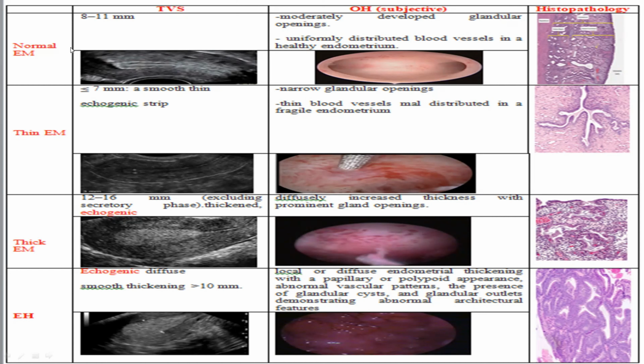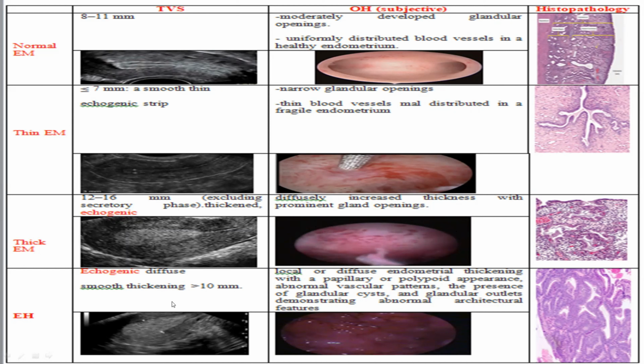For example, normal endometrium appears 8 to 11 millimeters by transvaginal, and in hysteroscopy, you can see moderately developed gland openings in the endometrium with uniform distribution of blood vessels among healthy endometrium. If it is thin endometrium, less than 7 millimeters by ultrasound, narrow glandular openings, thin blood vessels distributed in a fragile endometrium. Thick endometrium up to 16, excluding the secretory phase, of course. And this can be seen by hysteroscopy as diffusely increased thickness with prominent gland openings.